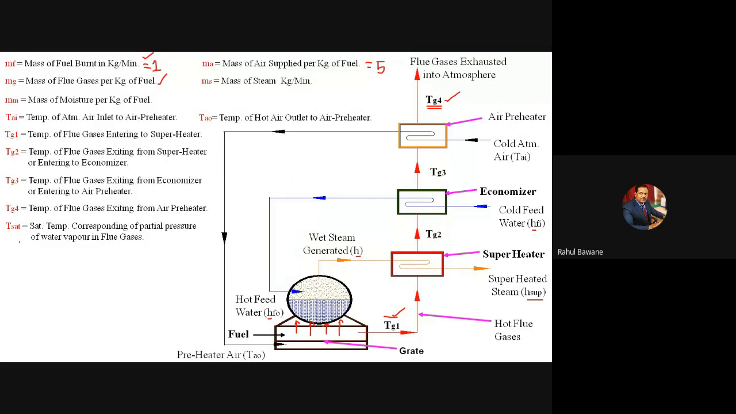Next, saturation temperature. For water, we know what the saturation temperature is. So it is 100 degrees centigrade. When we heat water up to 100, after that we cannot increase the water temperature. After that your water gets converted into steam. Likewise, steam has some saturation temperature.